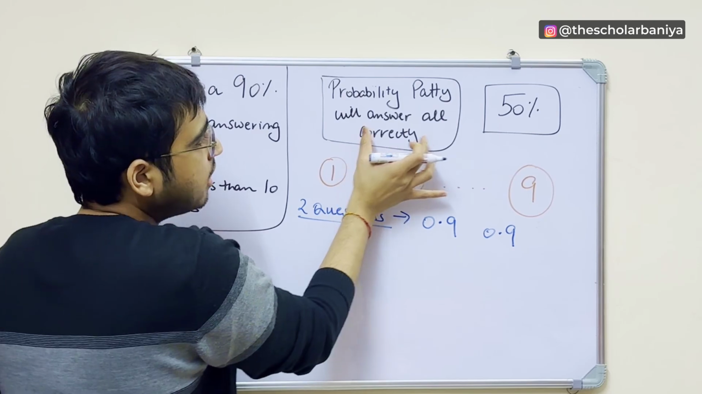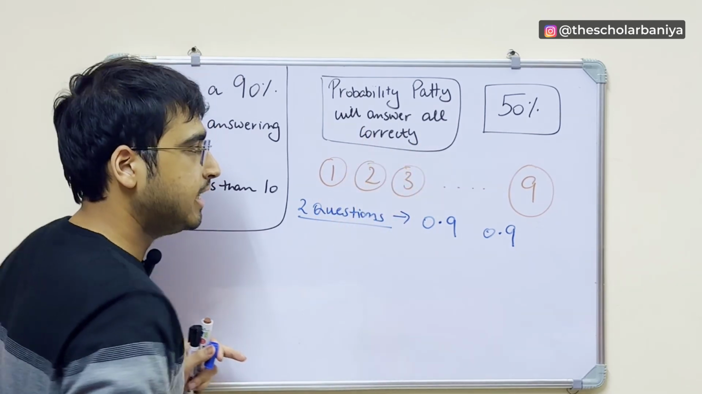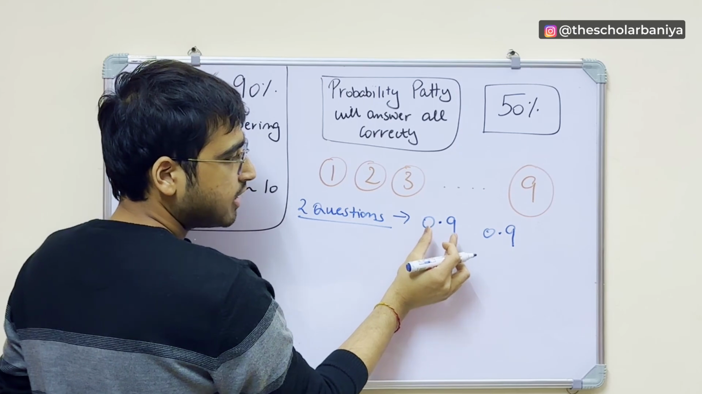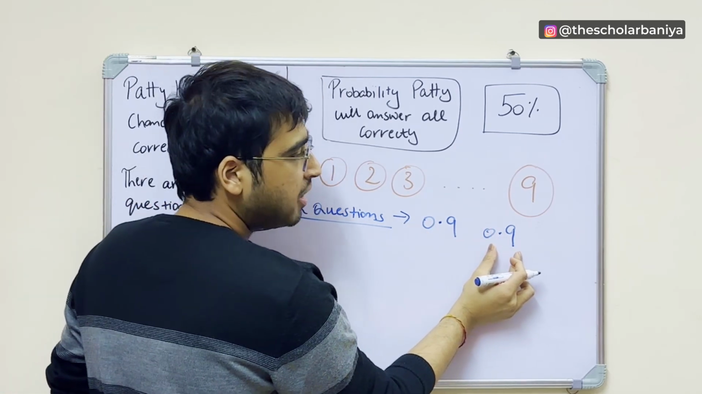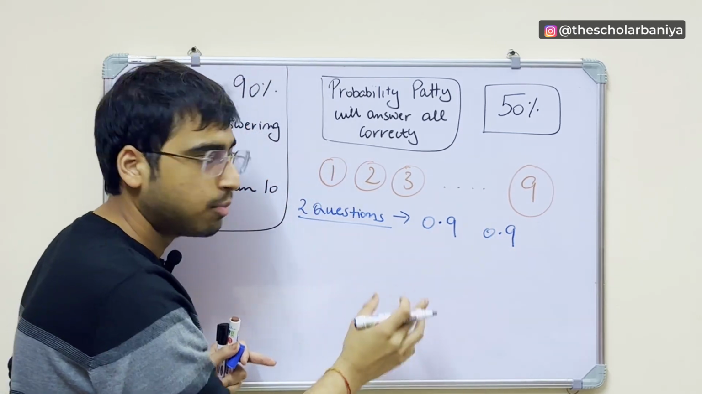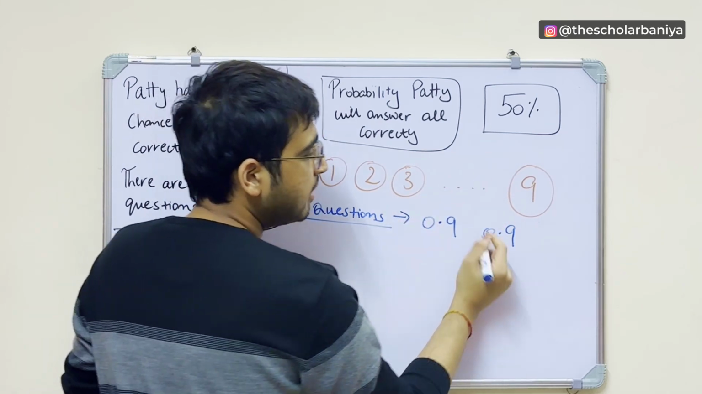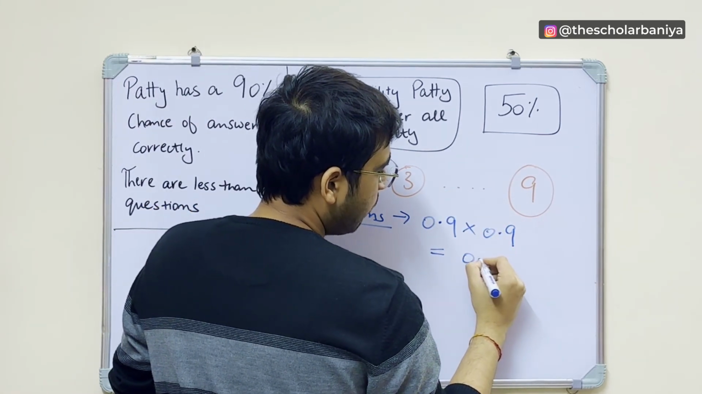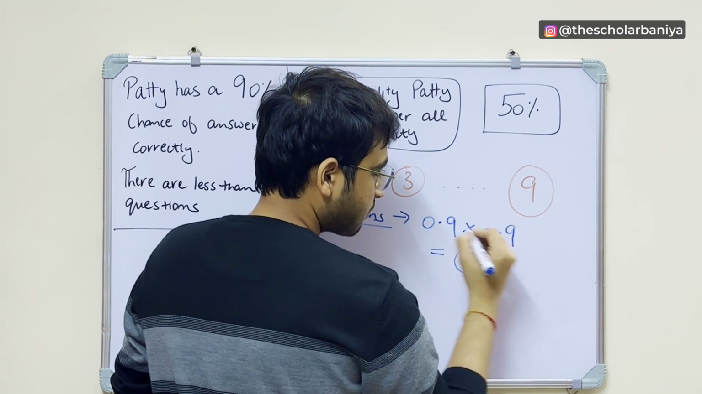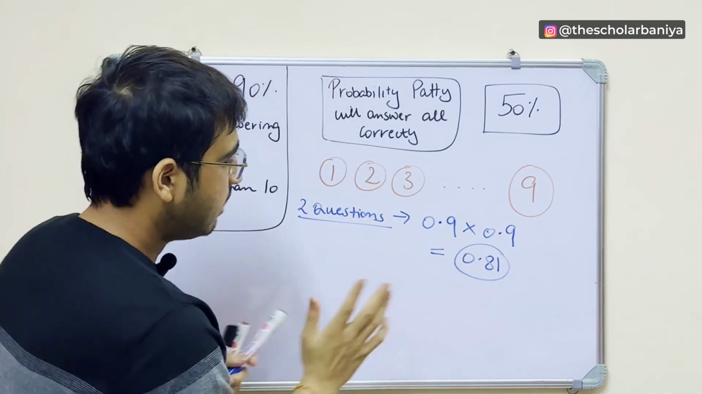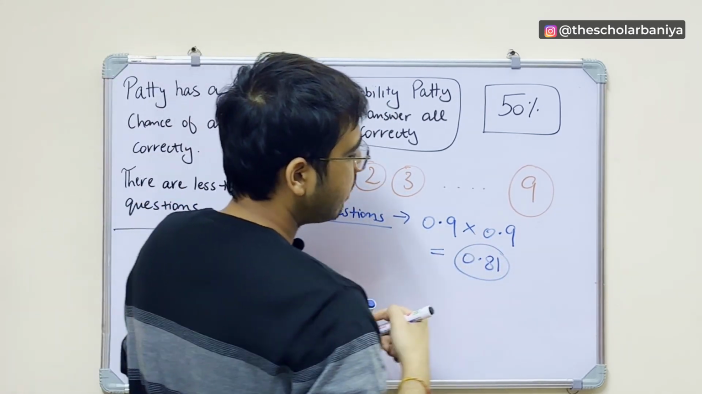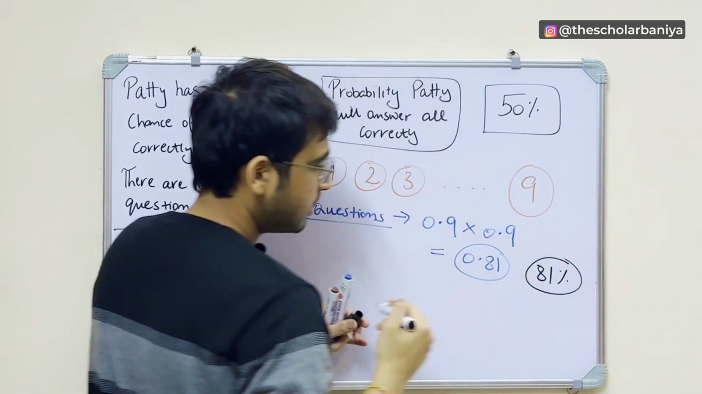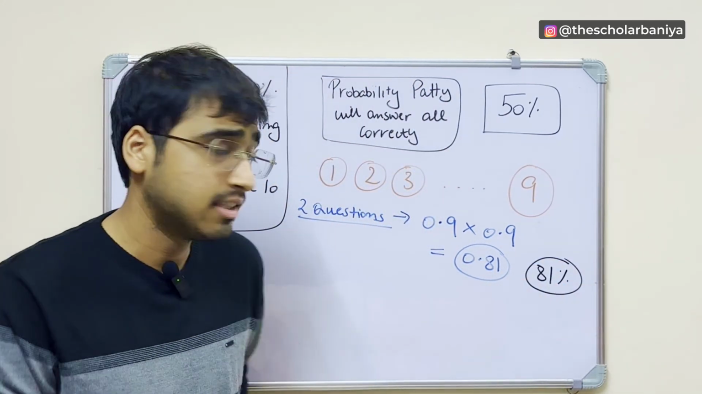So we want Patty to answer all the questions correctly. There are two questions in the exam. So what is the probability she will answer the first question correctly? 0.9. What is the probability that she will answer the second question correctly? 0.9. And to find the total probability, you multiply both of these. So this gives us 0.81, right? So 0.81, or you can write this as 81%. I hope this makes sense.